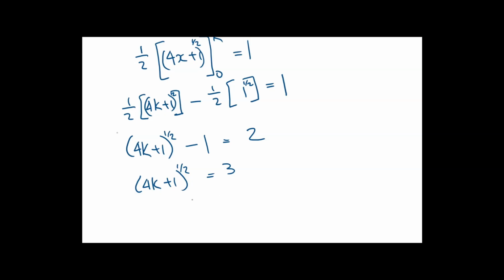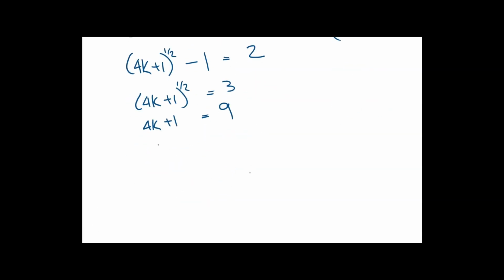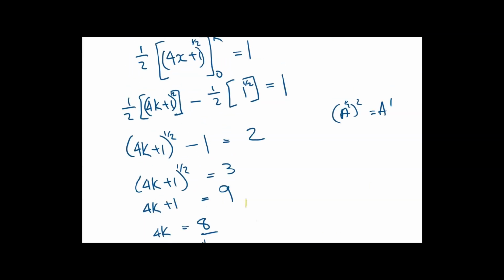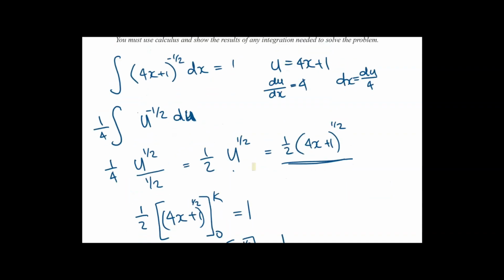It's starting to come together. Now let's square both sides. So 4k plus 1, to the power of a half, squared, gives 4k plus 1, which equals 3 squared, which is 9. Now we're almost done. Take 1 away, so 4k equals 8, divide both sides by 4, and k must equal 2. So there's our final answer. I suspect no matter how you go about it, the answer will eventually pop out.